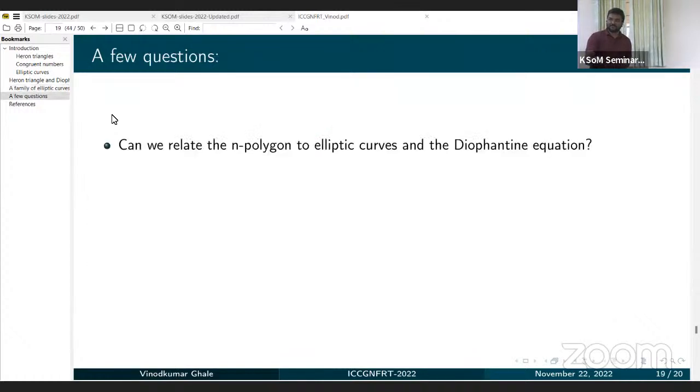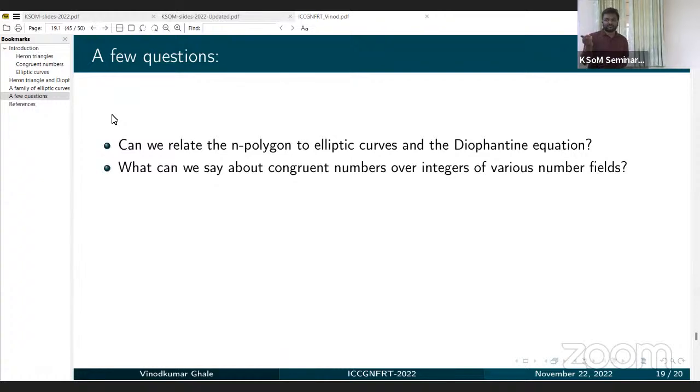Some questions: what we are doing for triangles, can we do it for other polygons also? Because if you have integer sides or rational sides, can we relate the numbers which can occur as areas and the polygonal numbers, which are integers and rational? And again, we can connect it to elliptic curves and Diophantine equations, and to congruent numbers over various number fields. Now mathematicians are working on this. I think Shakya sir also worked on this in real number fields.